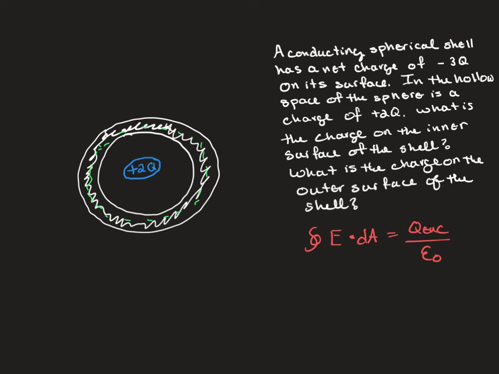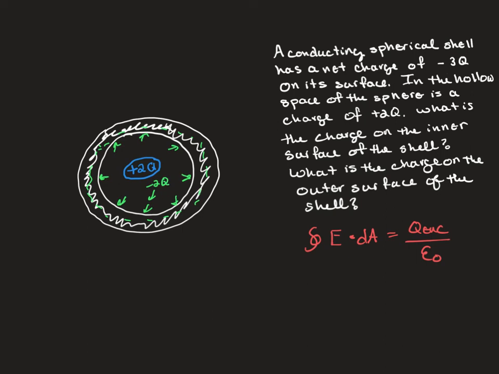a negative 2Q. So that means there's going to be a negative 2Q distributed around in some fashion on the inside surface of that spherical shell. So we're going to have a negative 2Q here.